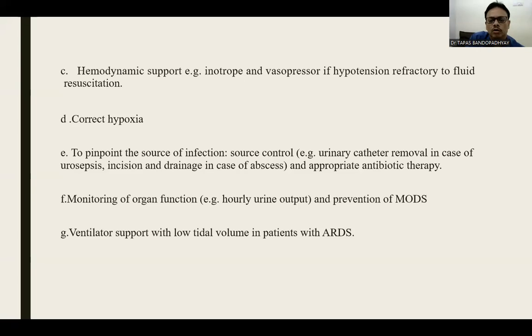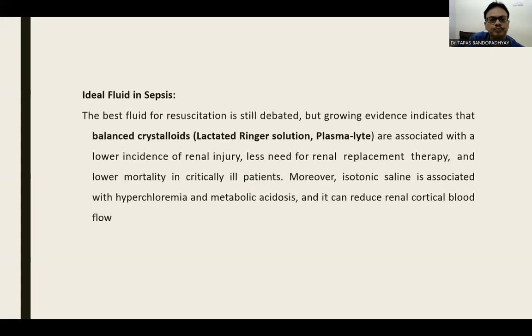Then monitoring of organ function, hourly urine output, is of paramount importance. We always take the intake and output chart. We try to calculate the requirement of fluid as per the urine output, and prevent multi-organ dysfunction. Ventilatory support with low tidal volume should be kept in mind in patients who are suffering from acute respiratory distress syndrome.